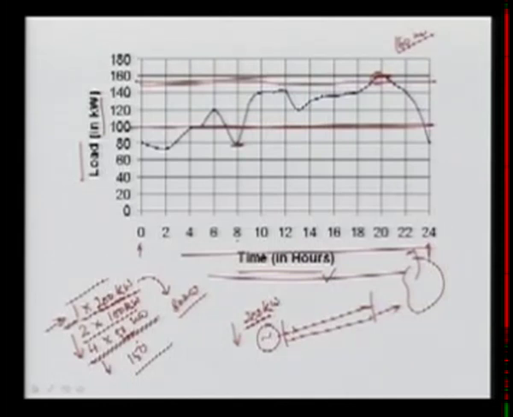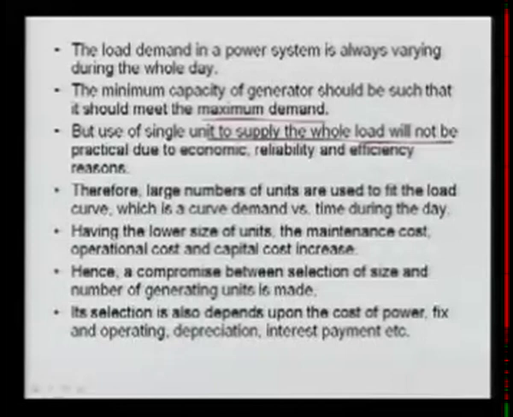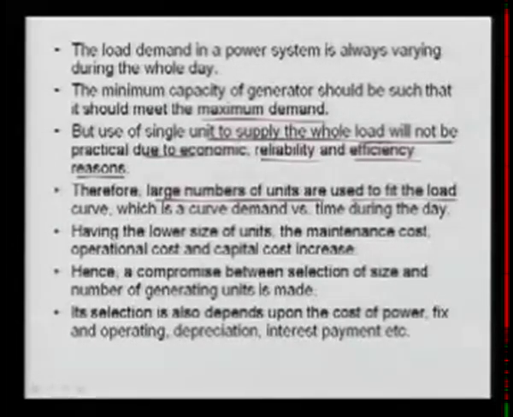Those statements are written here again, as I said: the minimum capacity of generators should be such that it should meet the maximum demand, but use of a single unit to supply the whole load will not be practical due to economic, reliability and efficiency reasons. Therefore, a large number of units are used to fit the load curve, which is load demand versus the time during the day. That is called the load curve.